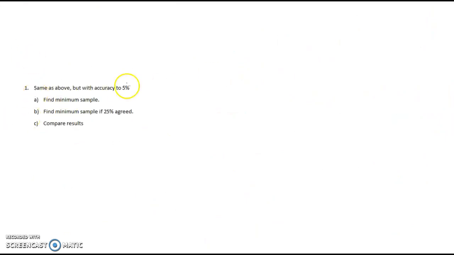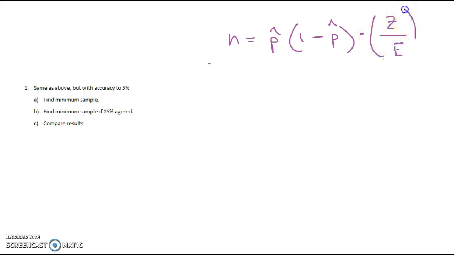I'm going to do this very quickly. The problem that you gave me, I didn't write it all out again, but it's the same as above, but with the accuracy to 5%. So again, our formula is: the number of people that we need is equal to the percentage of people that said yes times the percentage of people that said no, and all of that times whatever our z-value is over the error rate, and then that is squared.